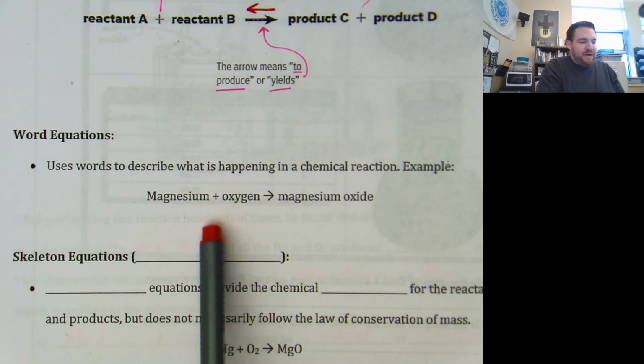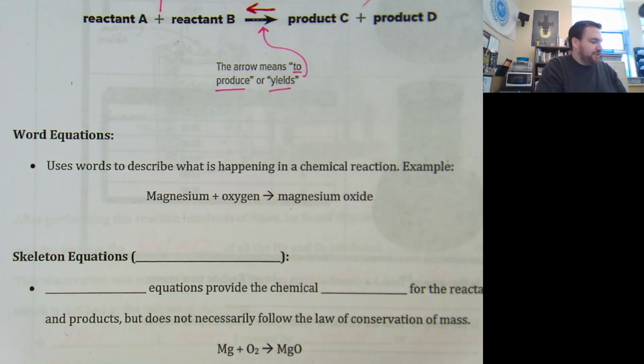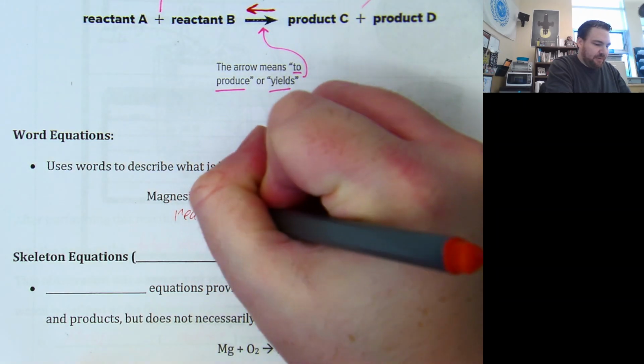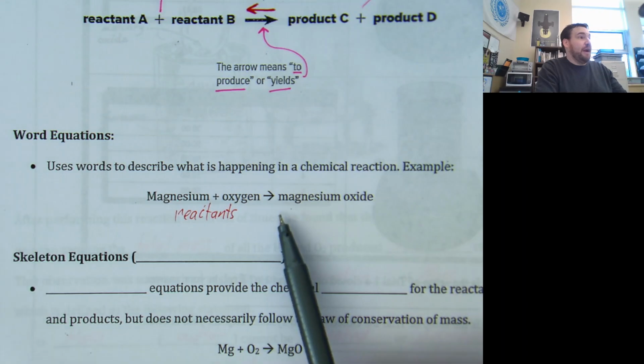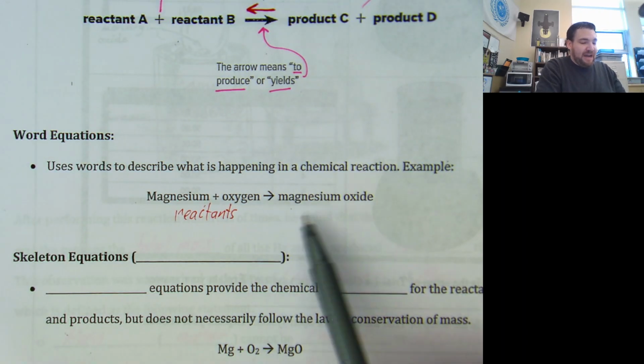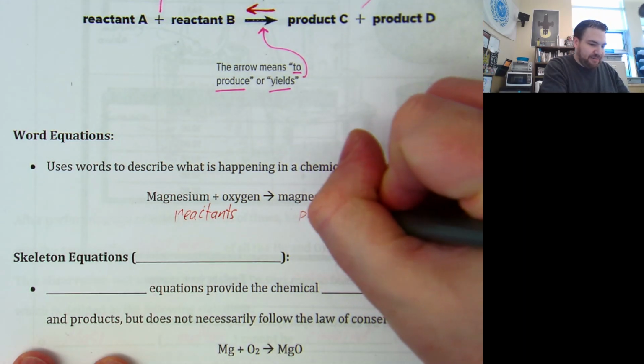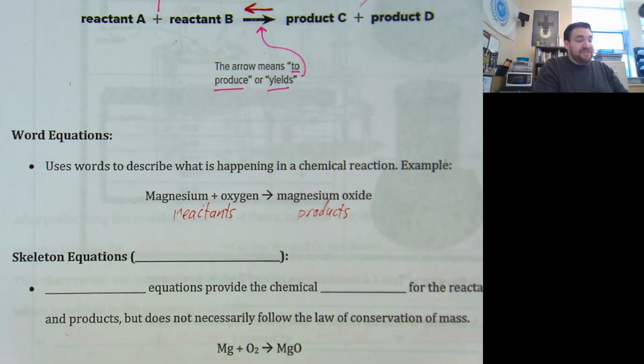This is a really simple one. Magnesium reacts with oxygen to produce magnesium oxide. The things on the left are always your reactants. This one only has an arrow that goes one way, and it reacts to produce magnesium oxide. These are the products.